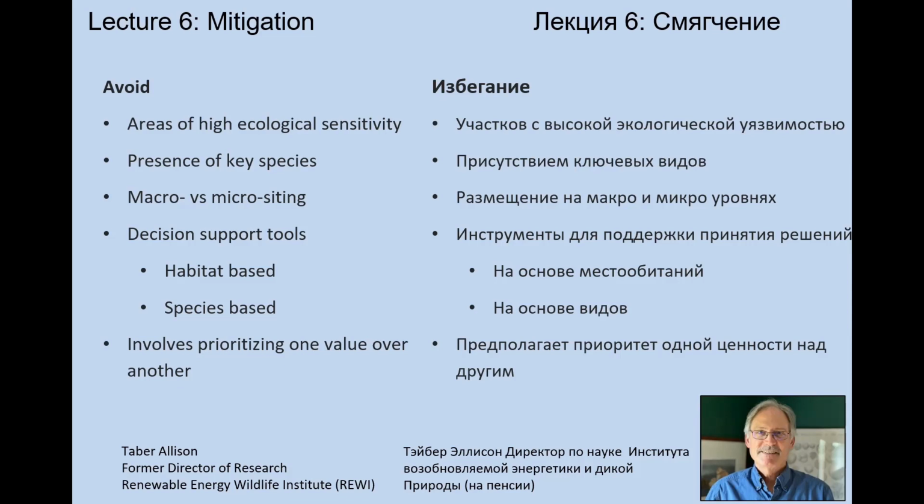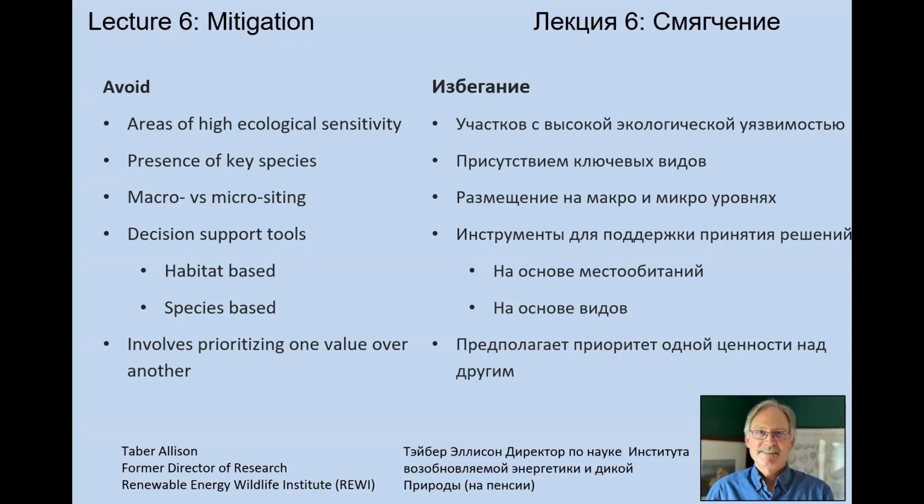We can also make small adjustments. Sometimes small adjustments are really, really useful as well. If you have a migratory pathway along a ridge line, you can move your turbines just 100 meters, and sometimes you will very much change the impact those turbines have on wildlife. We often use decision support tools, some of the things that Jill was talking about earlier. We can use mapping that is habitat-based or species-based.